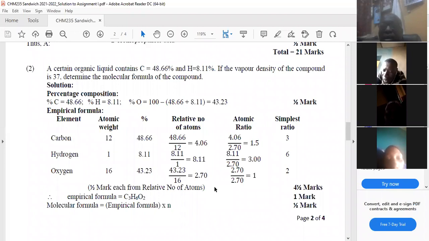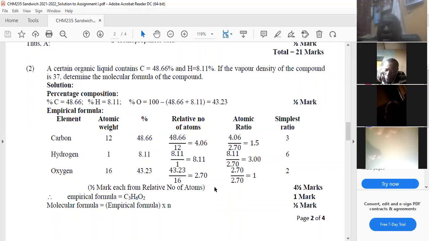It says a certain liquid contains C, which is 48. The question you just asked now. Yes. The question I asked there is that when we divide the atomic ratio, it's 1.5 for carbon. The other one, which is hydrogen, is 3.00. The oxygen is 1. So from putting down the empirical formula, I saw C3H6O2. That is where I'm confused.